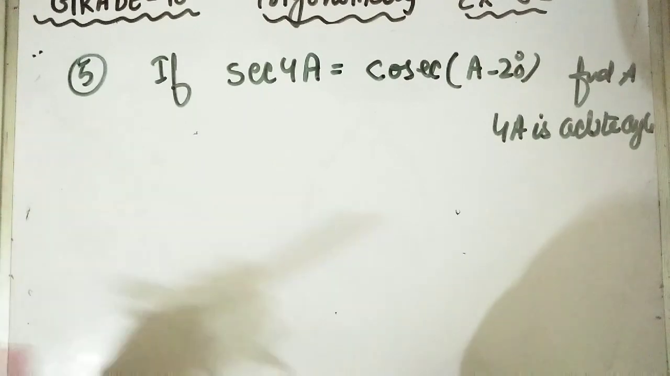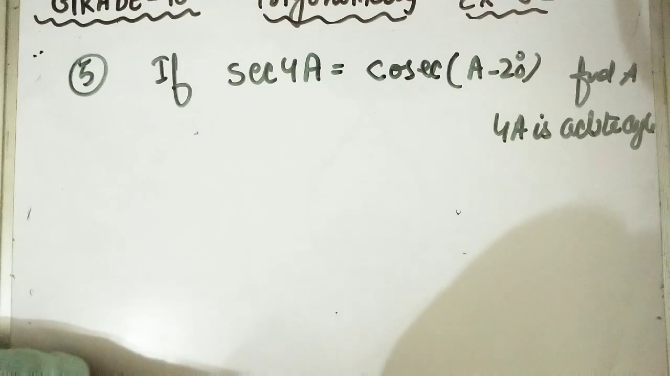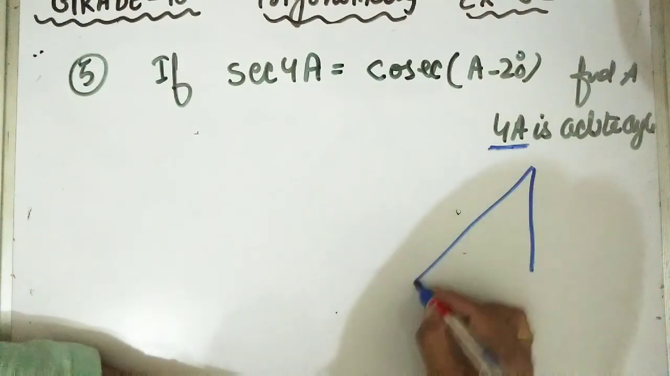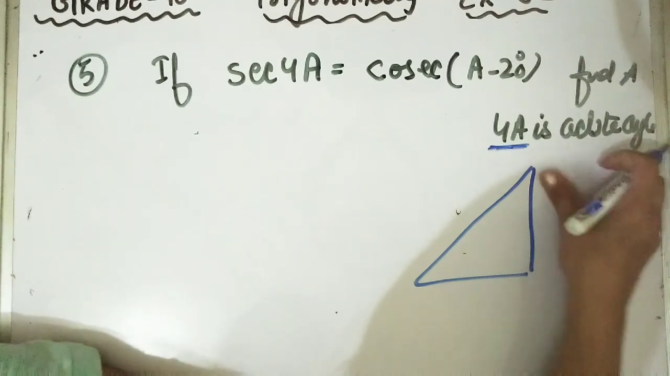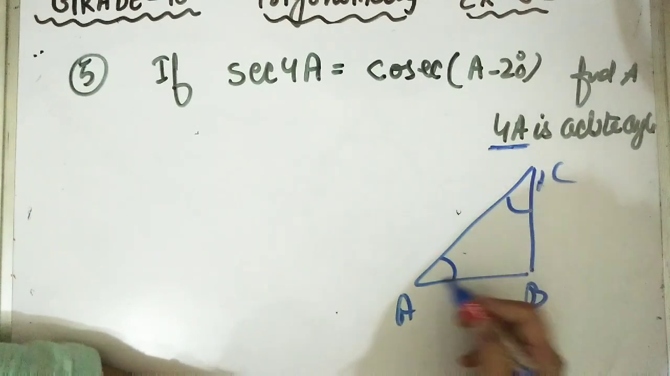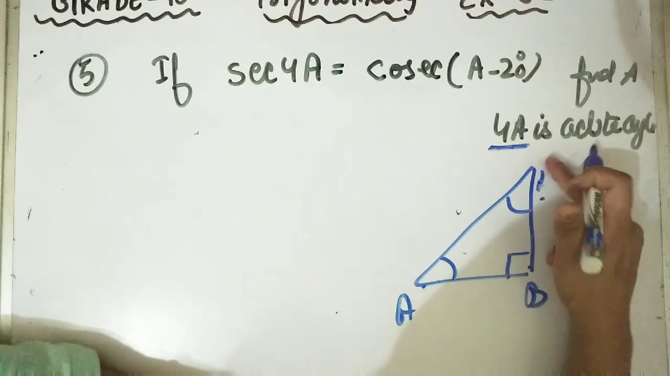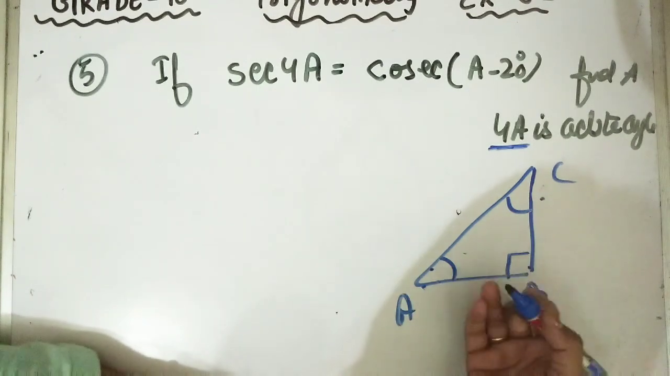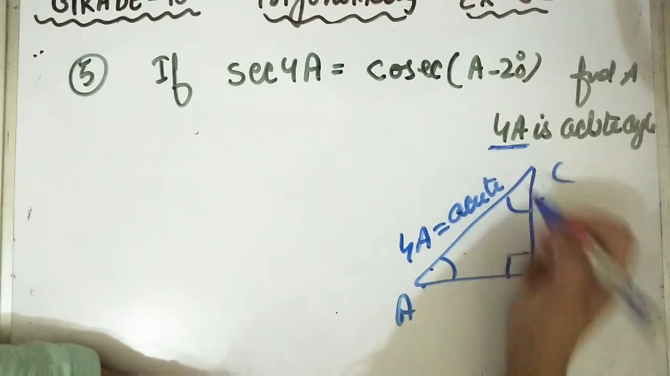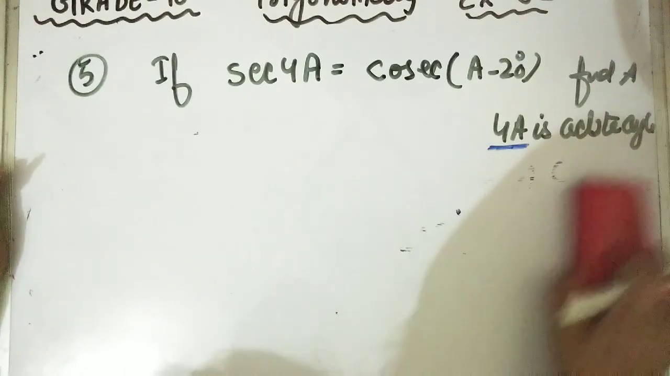Question number 5. If secant 4a equals cosecant a minus 20, find the value of a, and 4a is an acute angle. Why have they written it? Because in a triangle, if you are taking any triangle A, B and C, you can get only these two angles. B is already 90 degree, which you always know. It means that if A is anything, even if you multiply it by 4, it will still be an acute angle, because A and C both are acute angles. That is why I am elaborating this for you.